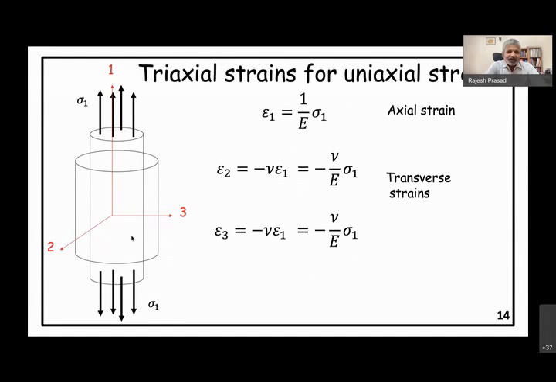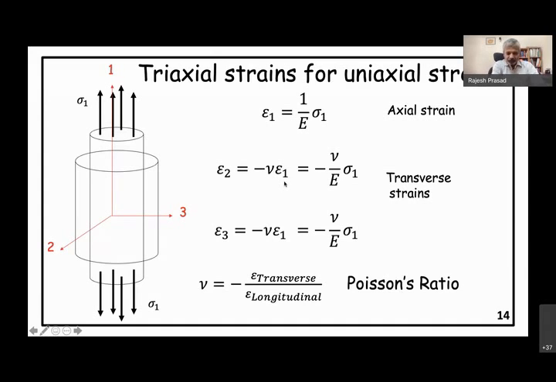So even for uniaxial stress, stress is only in the direction 1, but strain is in all three directions. Strain is in the direction 1, the axial strain or longitudinal strain, as well as in 2 and 3, the transverse strains. The transverse strains are connected to the longitudinal strain through a constant known as Poisson's ratio. This is the negative of the transverse strain by the longitudinal strain.